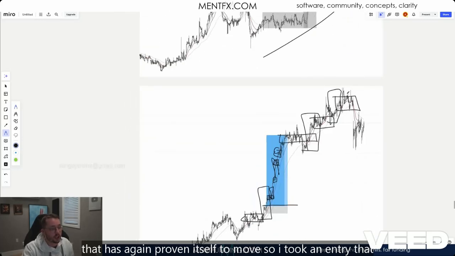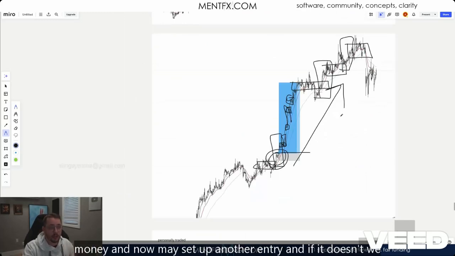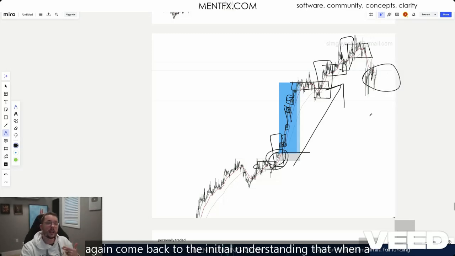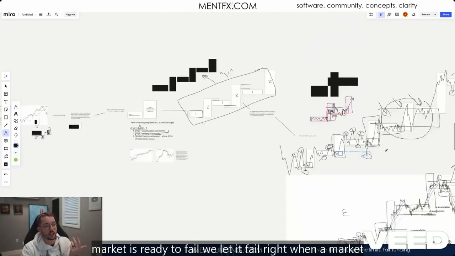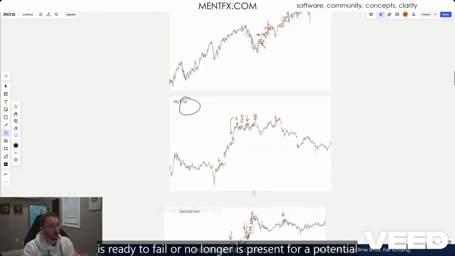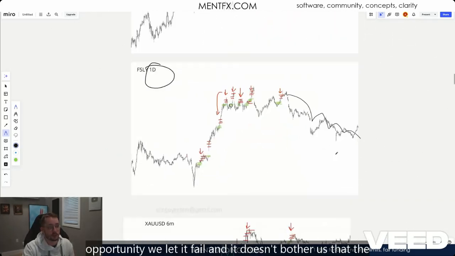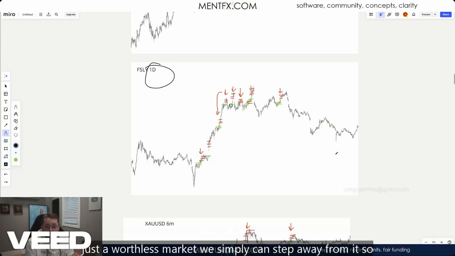So I took an entry. That entry led to a market that proved itself to move, made me money, and now may set up another entry. And if it doesn't, we come back to the initial understanding that when a market is ready to fail, we let it fail, right? When a market is ready to fail or no longer is present for a potential opportunity, we let it fail. And it doesn't bother us that the market is unwatchable anymore because we understand it's just a worthless market. We simply can step away from it.